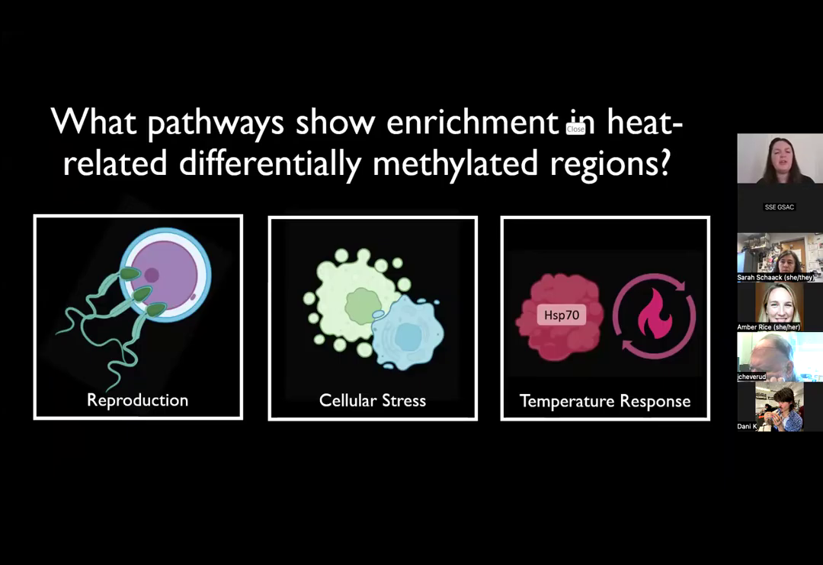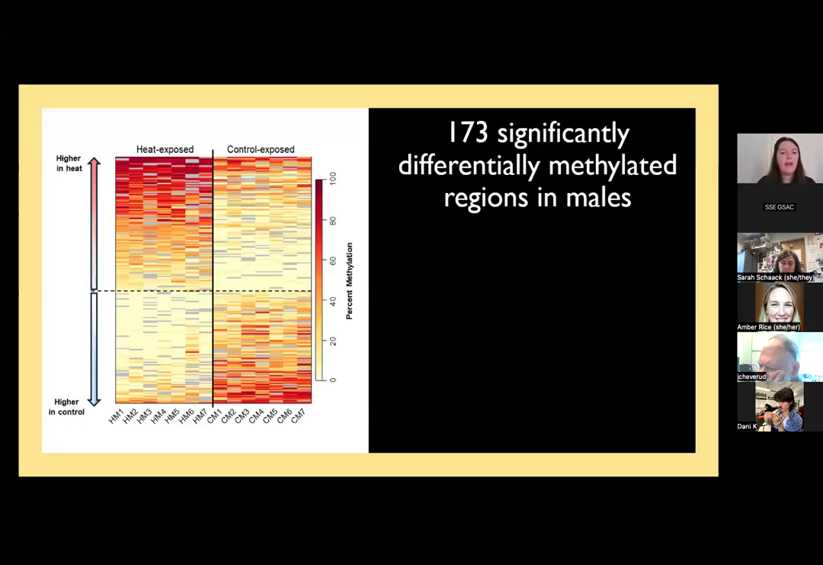And a lot of cellular stress pathways come out, such as Hippo or Notch, if you're familiar with either of those stress pathways. And then finally, because we are exposing them to a change in temperature, we thought genes that play a role in responding to temperature change would be differentially methylated as well. And so first, let's just look at the differentially methylated regions. So this is the heat map from the males.